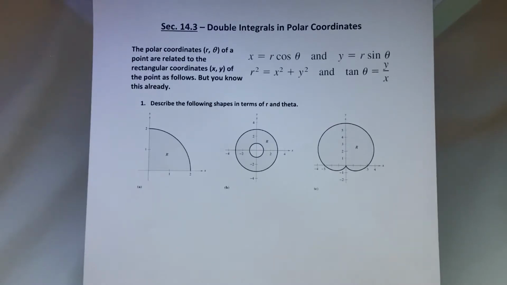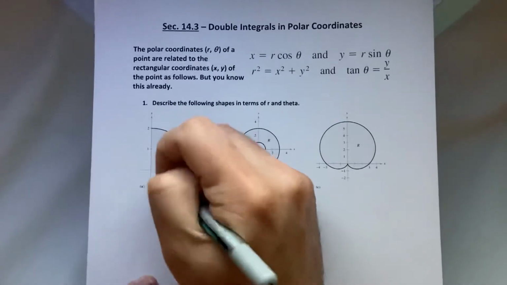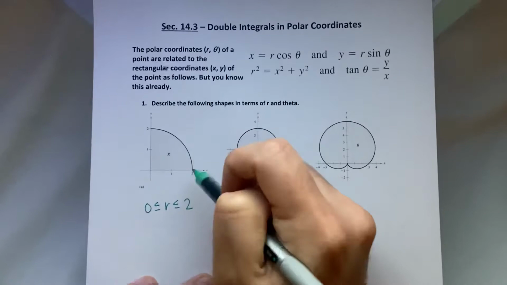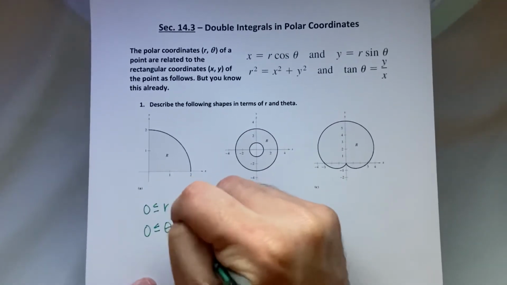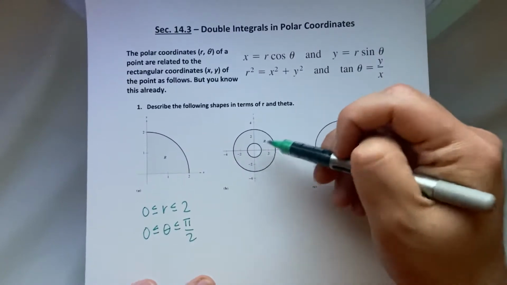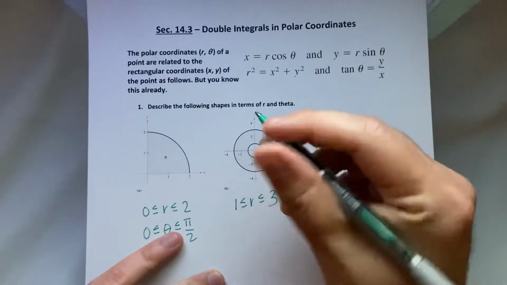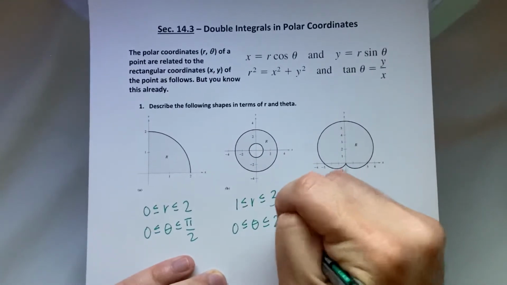Describe the following shapes in terms of r and theta. So r, our radius in this shape, goes from 0 to 2. Theta goes from 0 to pi over 2. In the second shape, our radius in the donut is from 1 to 3. And our theta goes all the way around, which is 0 to 2 pi.